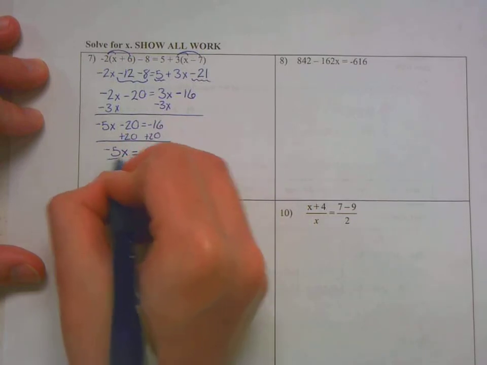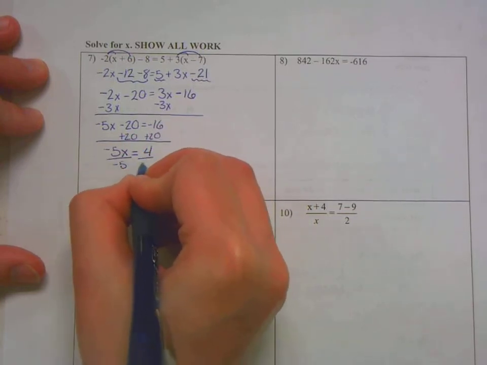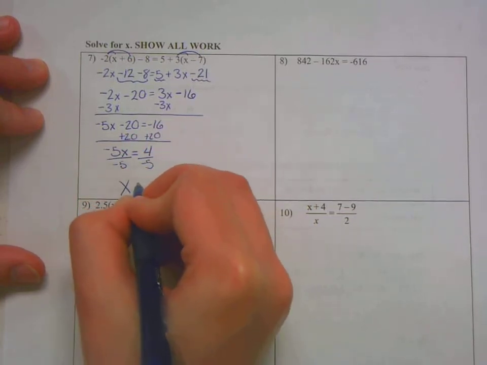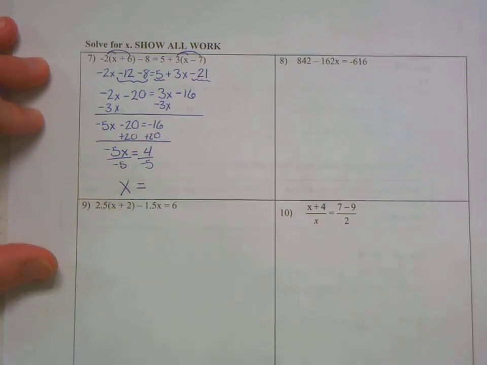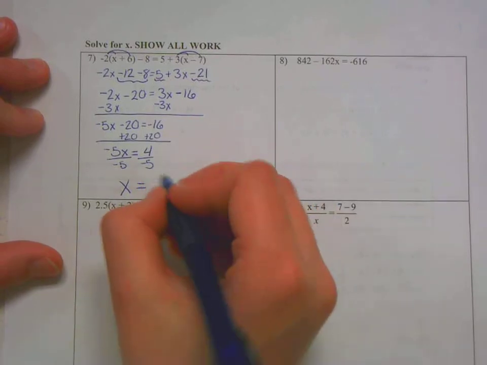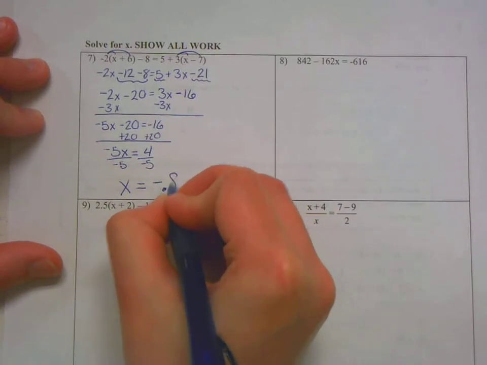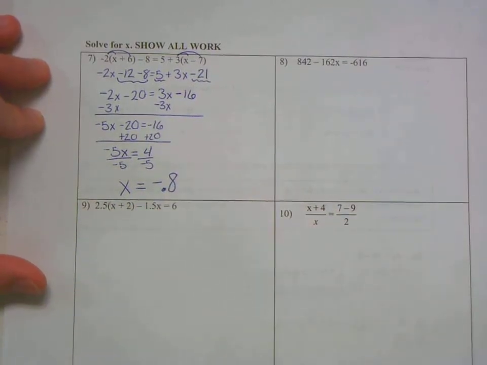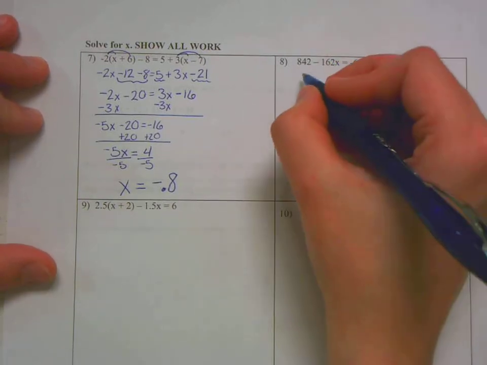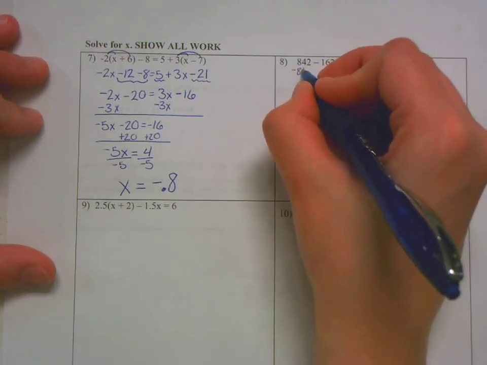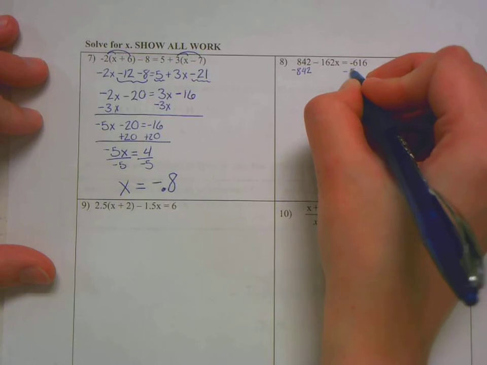4. And you can either leave it as a fraction, 4 over negative 5, or you can use your calculator and just turn it into decimal form. Either answer is fine. In number 8, I would start by subtracting 842.